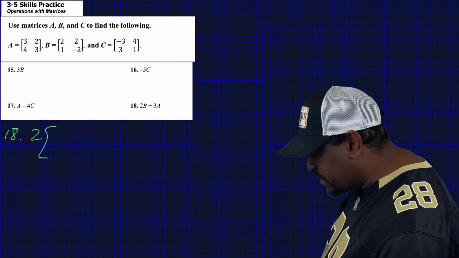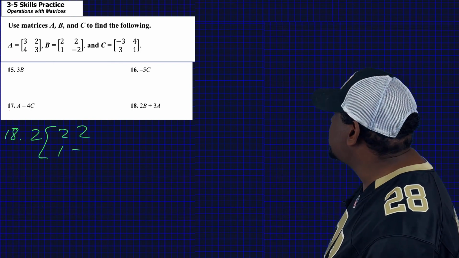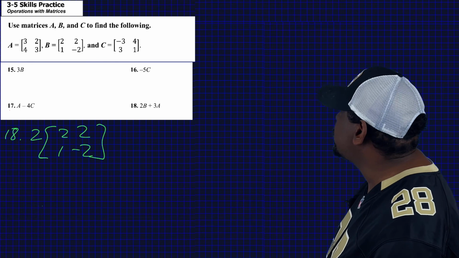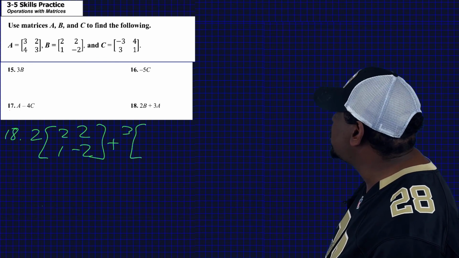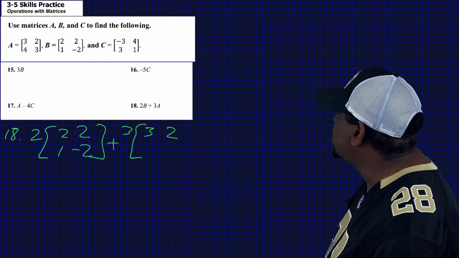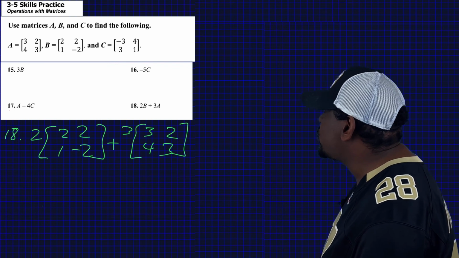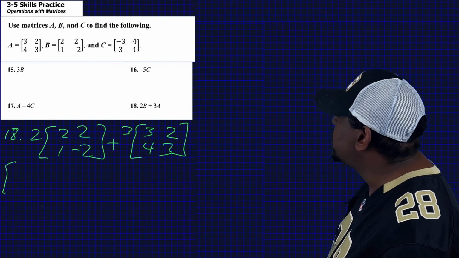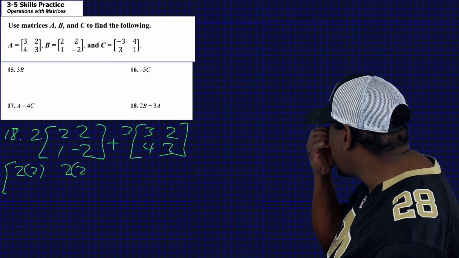So, we will now do number 18. We have 2B. We write the B matrix here, substitute that matrix for B. Then we will put plus, we will write 3. We'll substitute the matrix for A. And now, like we've been doing, we're going to distribute the 2 and 3 into their corresponding matrices and multiply.